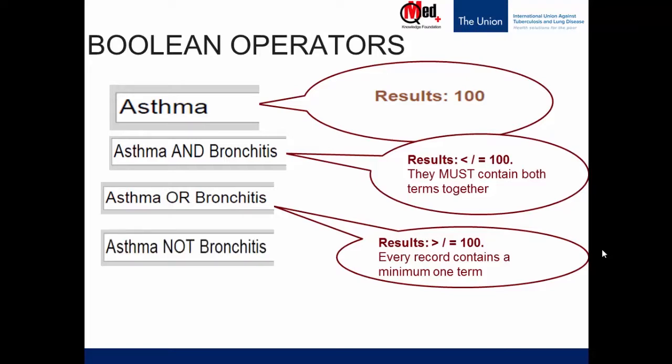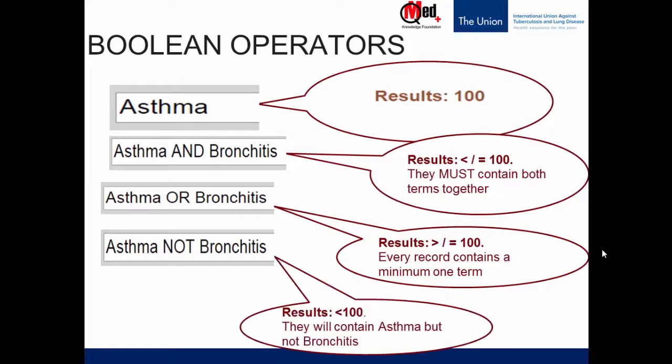Finally, if we search asthma NOT bronchitis, the results will be less than 100 because from the first set where all results contained the word asthma, we are excluding the second set where in the records that contain asthma, bronchitis was also present. We are specifying asthma, not bronchitis. So this has to be learned very thoroughly because this forms the basis of all our searching with more combinations later on.